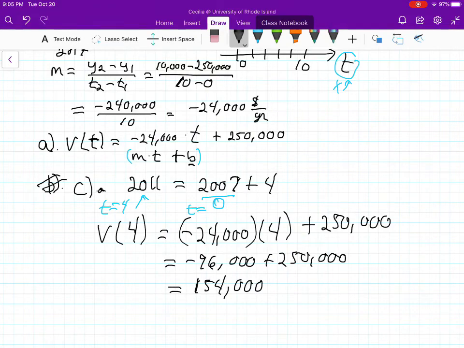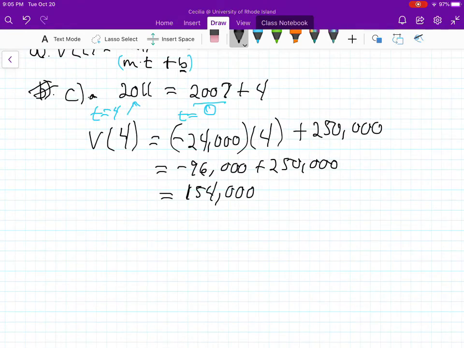So what we say is that in the year 2011, this piece of equipment has depreciated and has a book value of $154,000. And then the last question, which is part D, just asks us for what is the rate of that linear depreciation. So let's go ahead and write that.